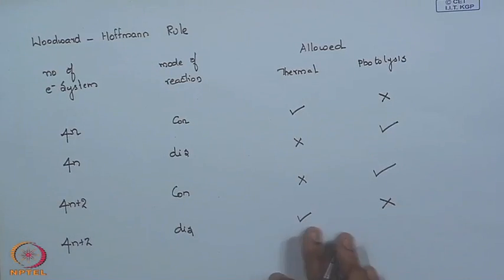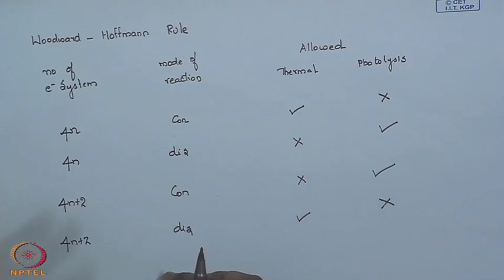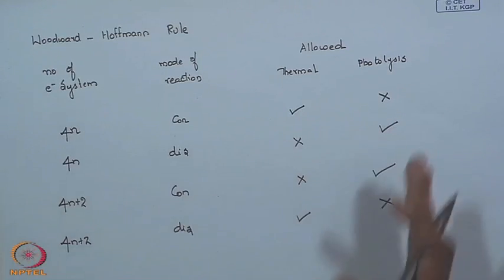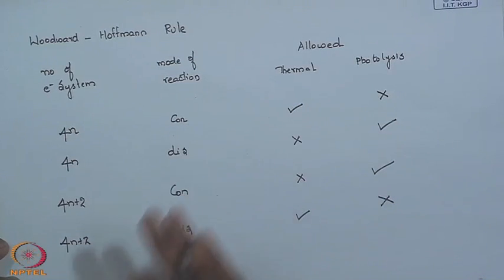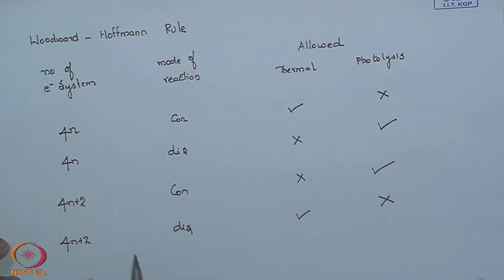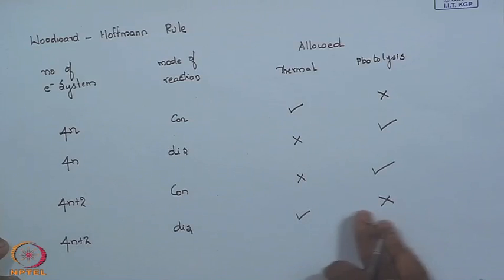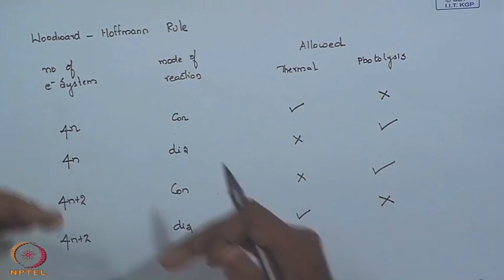So, up to this we studied in the previous class. This is the Woodward-Hoffmann rule, where we formulated that for a 4n system under thermal conditions conrotation is allowed, under photolysis disrotation is allowed; for 4n plus 2 under photolysis con is allowed, and under thermolysis dis is allowed. Now, what we will do is use this rule and apply it to some systems.